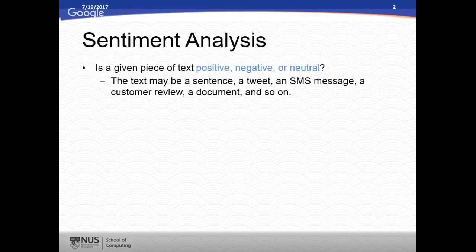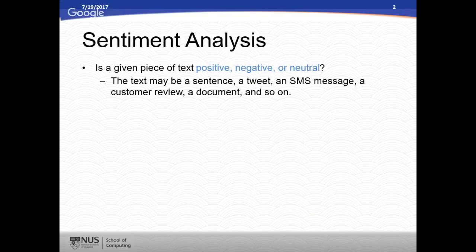I think Wenqiang has already mentioned the task. Basically the task is, given a piece of text, how do you classify whether the text is positive, negative, or neutral? Neutral texts are almost always factual, but we are interested in the positive and negative part. The text can be a tweet, a Facebook post, a customer review on a hotel, or a product review on Amazon, anything.